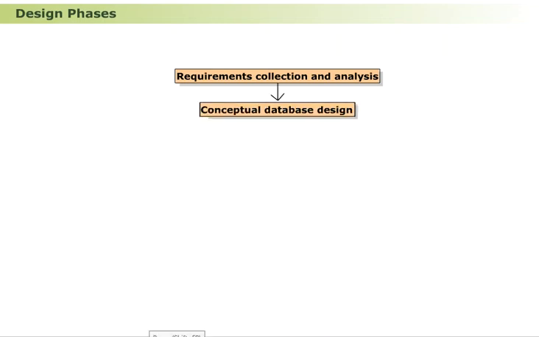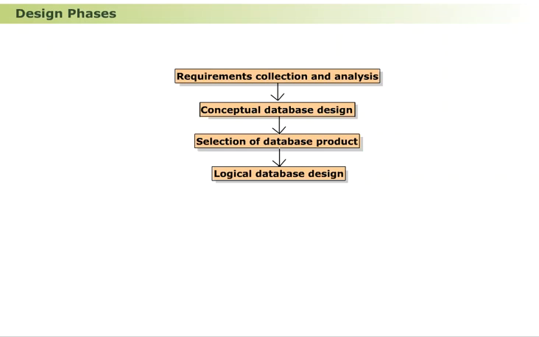Design phase. Dear learners, the database design process is a composition of 5 sequential phases. These are requirements collection and analysis, conceptual database design, selection of database product, logical database design, physical database design.